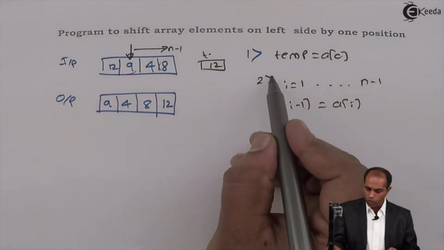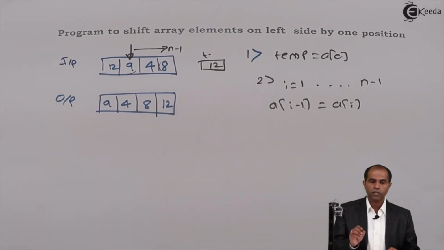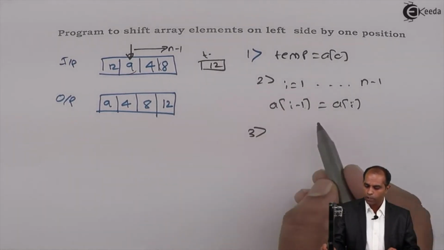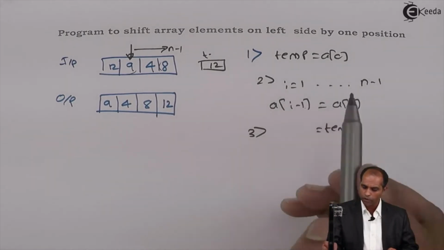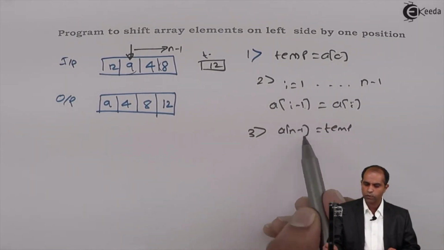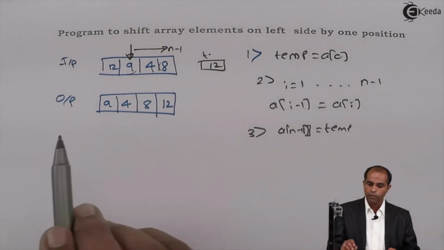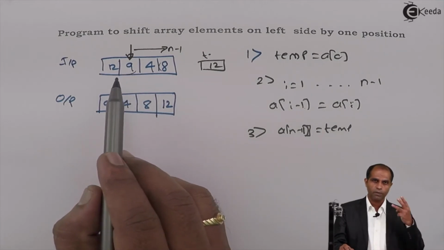At the end of step number 2, I'll have all the elements shifted except the last two. The last two both are 8 itself. And the third step is to suffix this particular temp to the last location. Since it went out from a of 0, I'll say a of n minus 1 equals temp. So I have copied the elements by one position towards what? Left hand side. Three simple steps, remember.